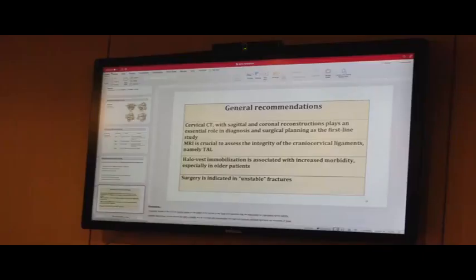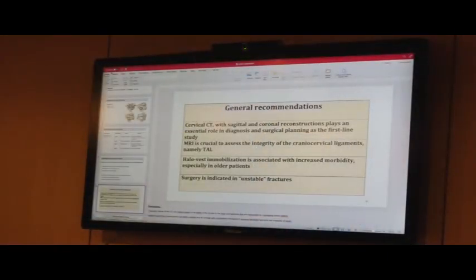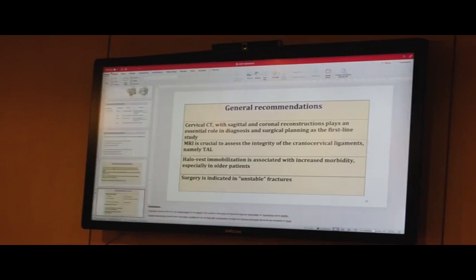For final recommendation, cervical CT with sagittal and coronal reconstruction plays an essential role in diagnosis and surgical planning as a first-line study. MRI is crucial to assess the integrity of the craniocervical ligaments, like the transverse ligament. Halo-vest immobilization is associated with increased morbidity, especially in older patients, and surgery is indicated in unstable fractures.